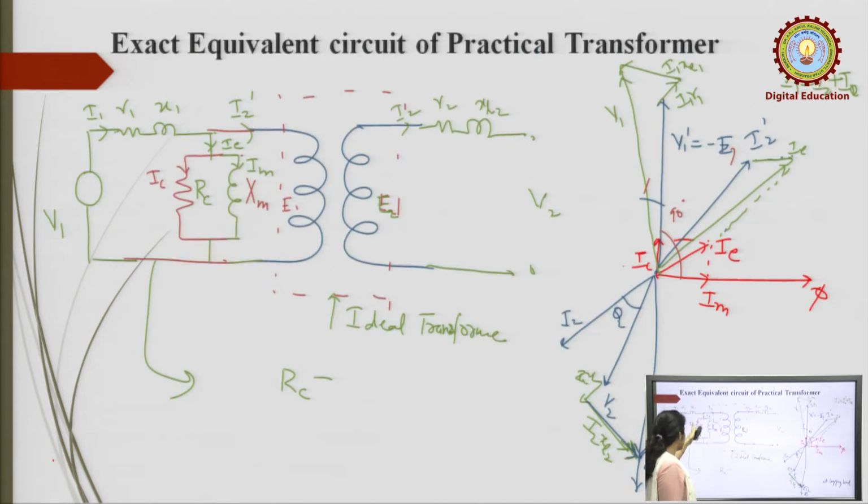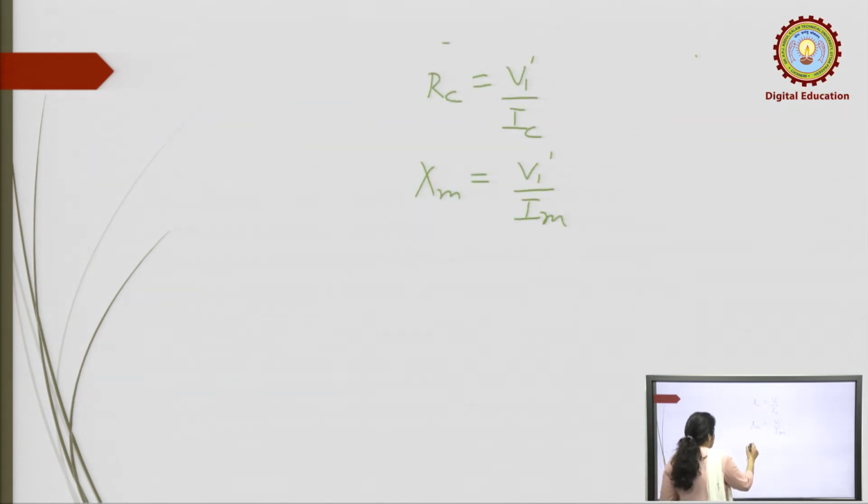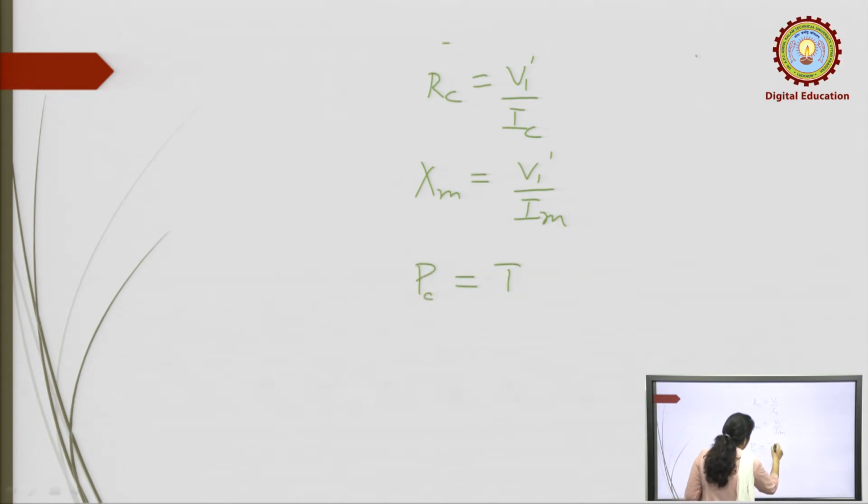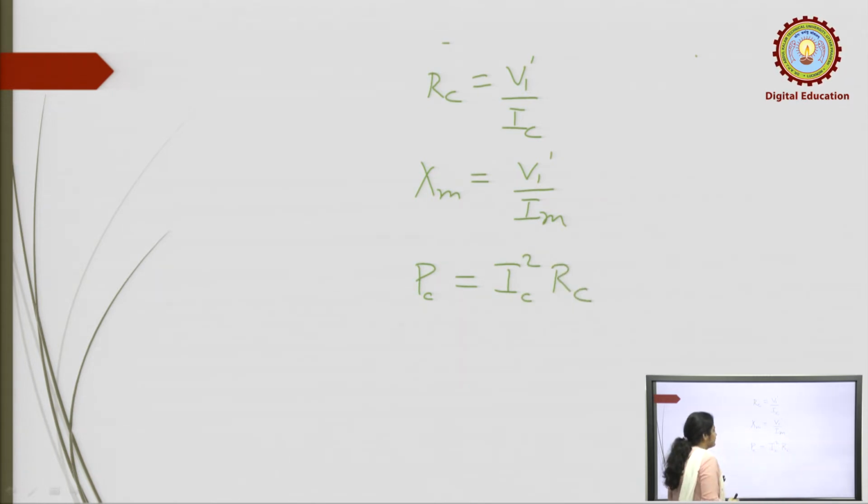Actually, it's a lossy component, because there is a power loss due to this core loss component. So the core loss P is equal to IC square RC. Okay.